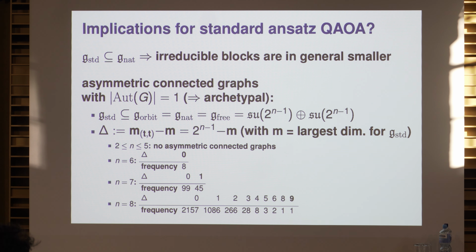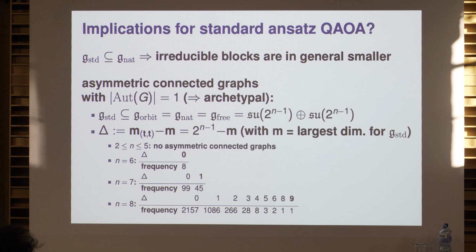So what are the implications for the standard ansatz? We characterize this thing, but we want to actually know what's going on with this one. So they could, in principle, make the blocks smaller. We do not have a direct way to compute them in general, like with this symmetry case. But now we were wondering, how much smaller are they usually?